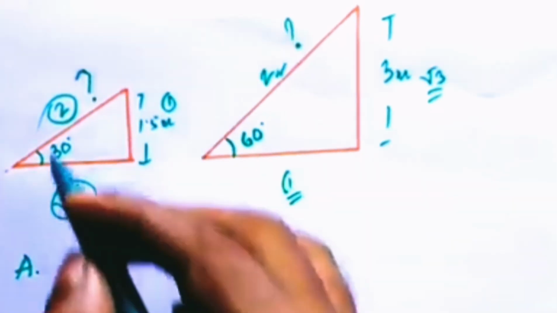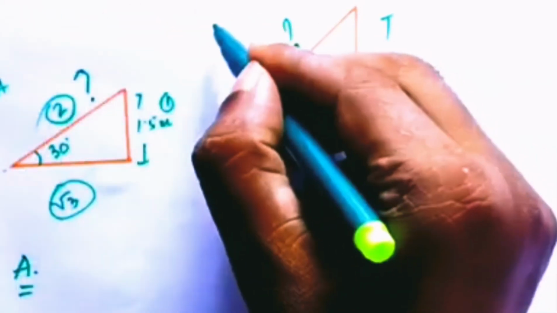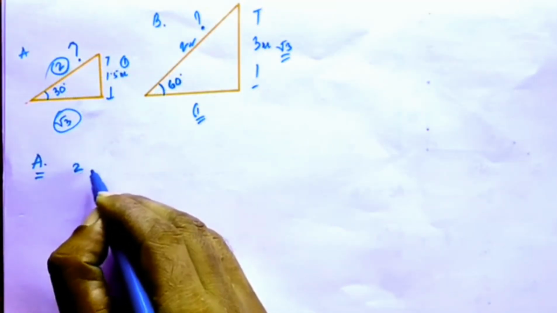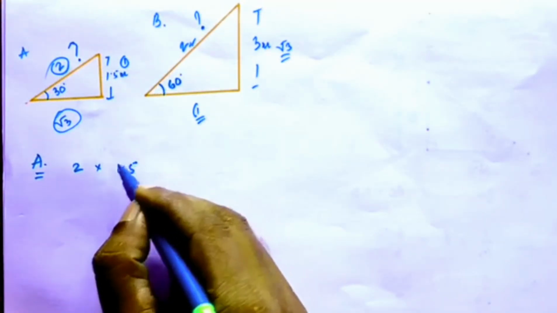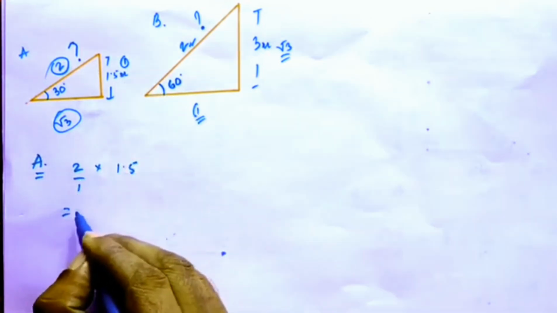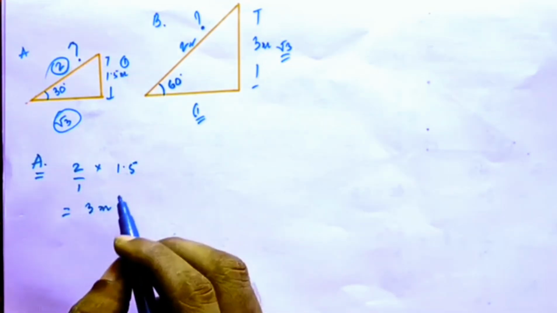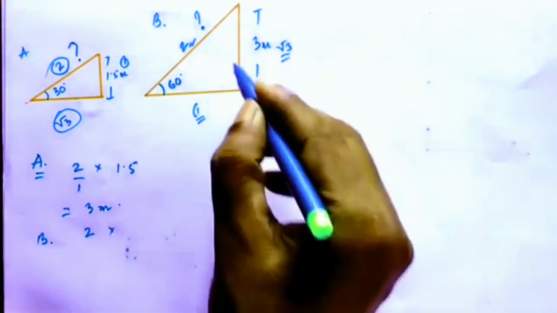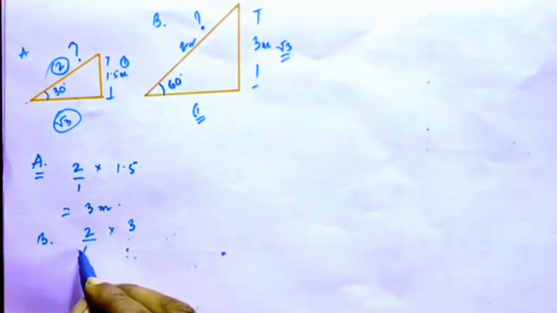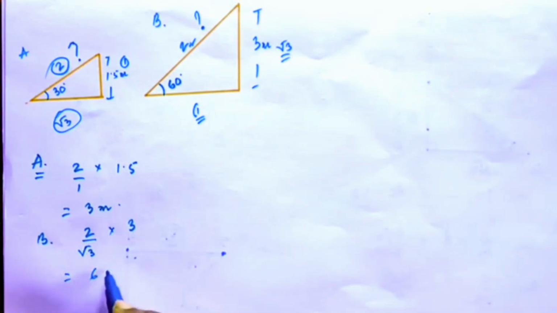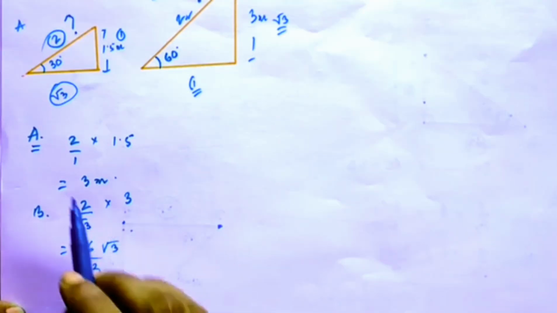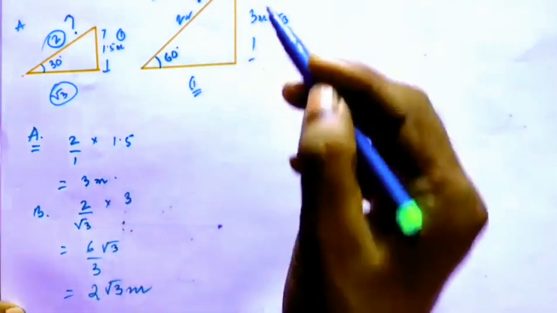Let us solve it. For the first diagram, let us write A, and the second as B. So we have to find out this height. So the ratio is 2, into the value given 1.5, over 1. So it is 2 into 1.5, which is 3 meter. And for case B, second diagram, the ratio is 2 and the value given is 3, over root 3. So this is equal to 2 3s are 6 over root 3, so this will be 2 root 3 meter. Here the length will be 3 meter, and in this second diagram the length will be 2 root 3 meter.